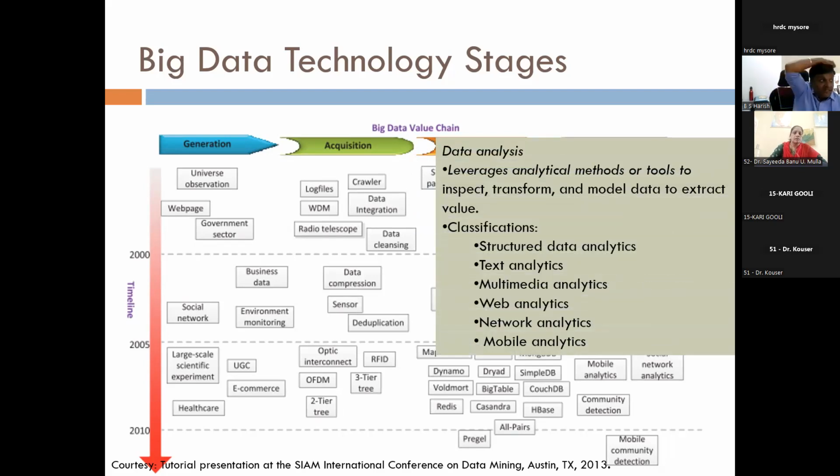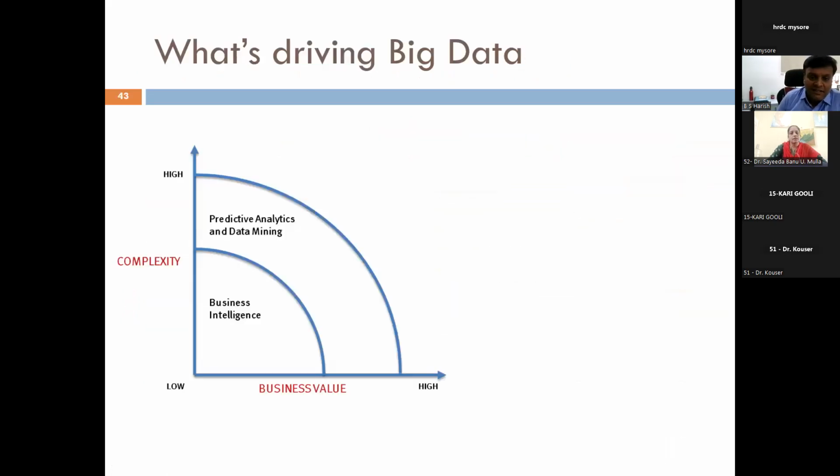In data analytics, you can do many different types of analytics: structured data analytics, text analytics, multimedia analytics, web analytics, network analytics, and mobile analytics. So what is basically analytics? Analytics is a concept which tries to explore the information that is present in a piece of data. That is basically analytics.